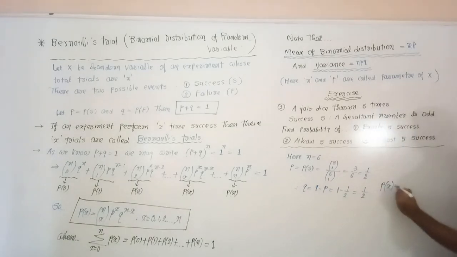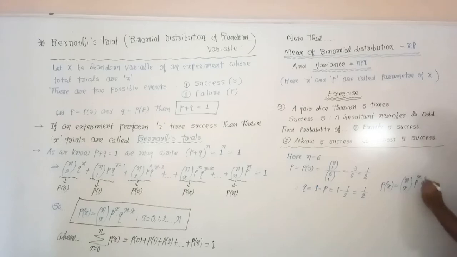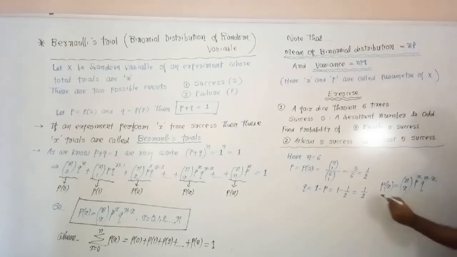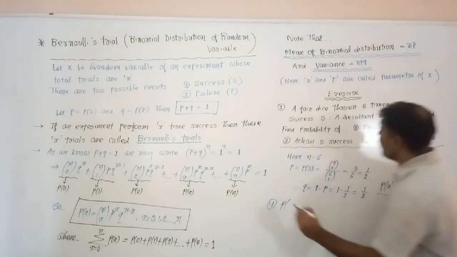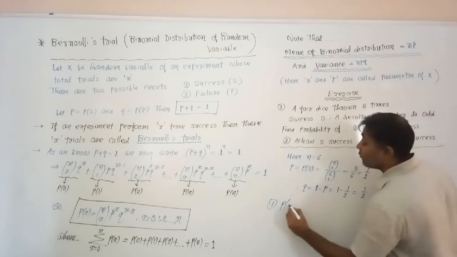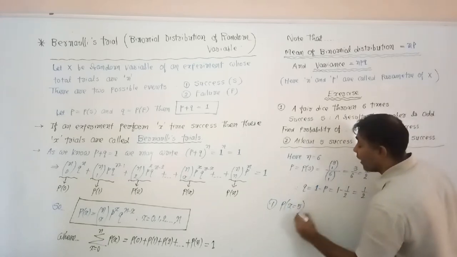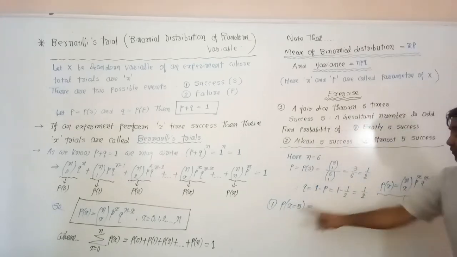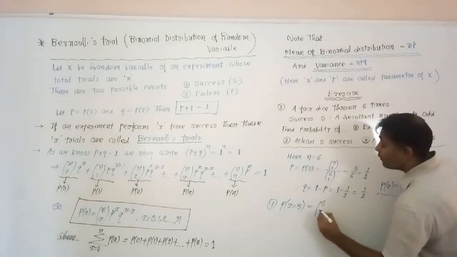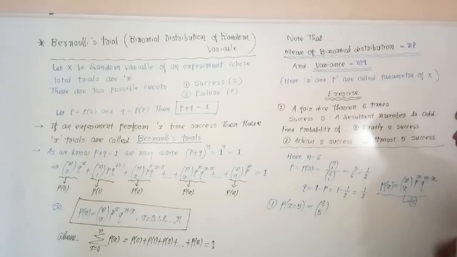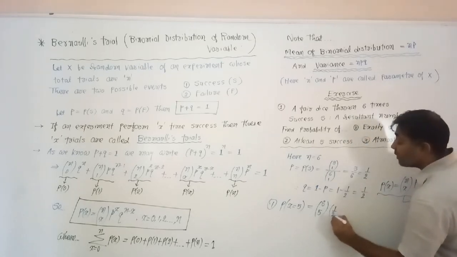Before that, I write the formula. Probability of getting x is P(x) equals nCx, p raised to x, q raised to n minus x, right? So by using this we may find all the results. Now the first question, probability of exactly 5 successes. So x equals 5. Put this 5 here. n is 6, so that is 6C5. p means 1/2.